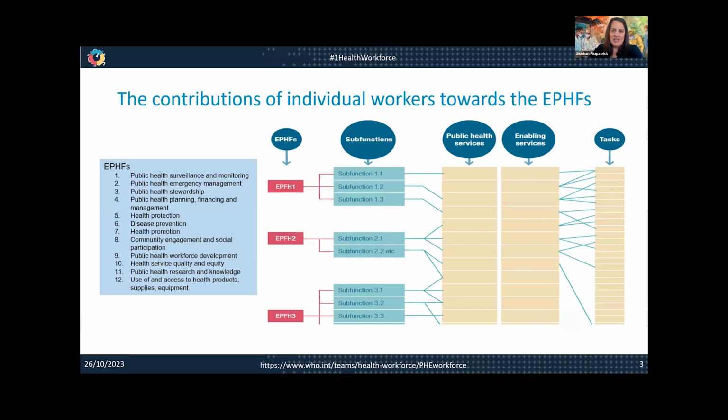And really what we are focusing on in the competency-based education approach is the tasks of individual workers towards those EPHFs. Of course, in the same way that those EPHFs are interrelated, a lot of the tasks are interrelated. So we don't have somebody whose whole job is health protection, because that interacts with disease prevention and emergencies preparedness. So we're looking at those EPHFs in the round and then trying to identify what it is that individuals do towards those EPHFs.